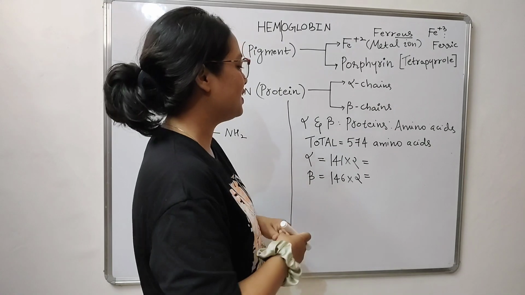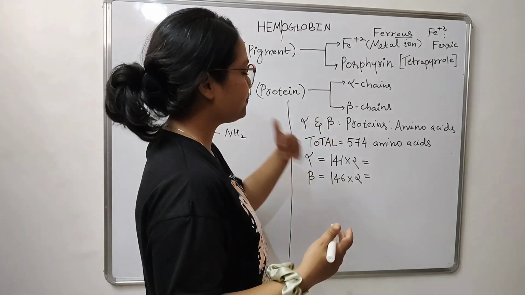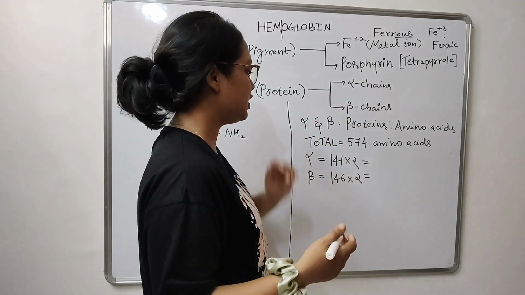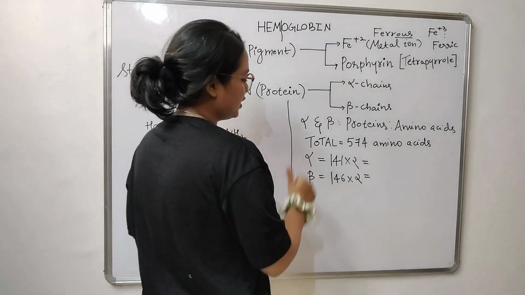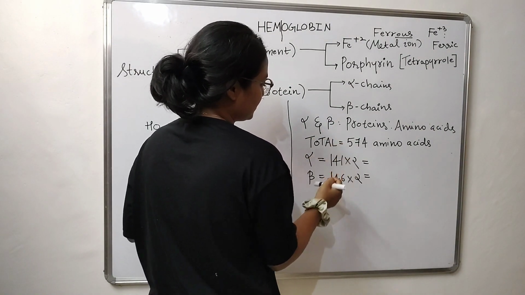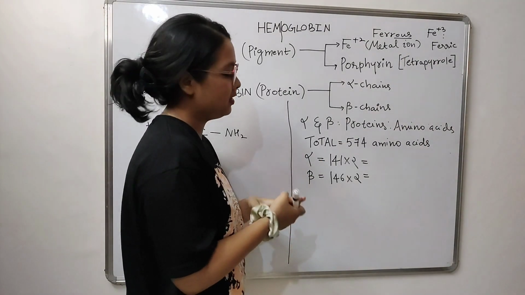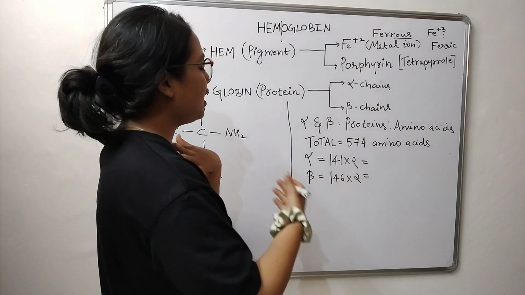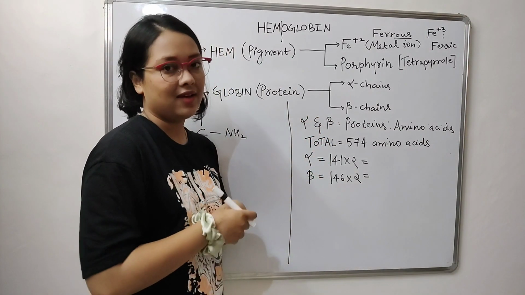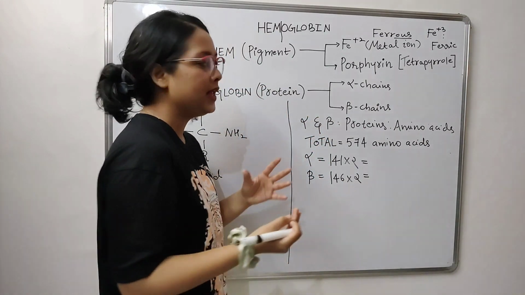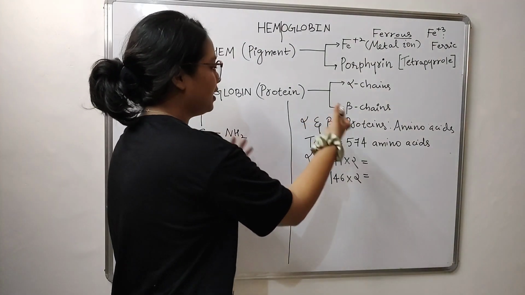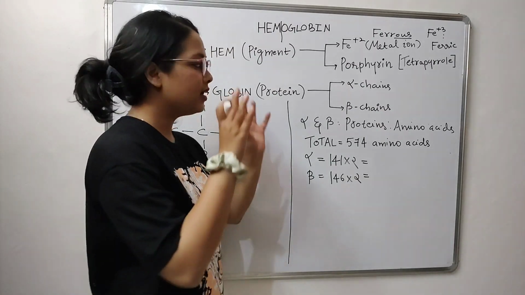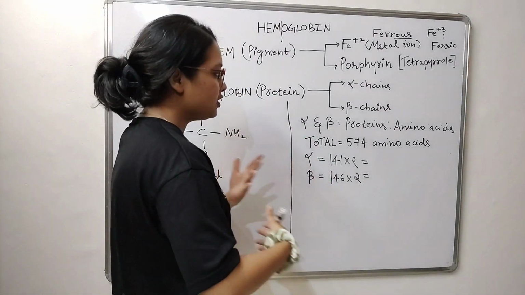How do we get that 574? Obviously, it is the sum of alpha and beta. Alpha chains will have a contribution, beta chains will have a contribution. So in alpha chains, the contribution is such that you can see I have written 141 into 2 and I have written 146 into 2. These alpha and beta chains are actually present in pairs. So there is alpha 1 and alpha 2, two chains, and then there is beta 1 and beta 2. There are two chains of these proteins or amino acids.